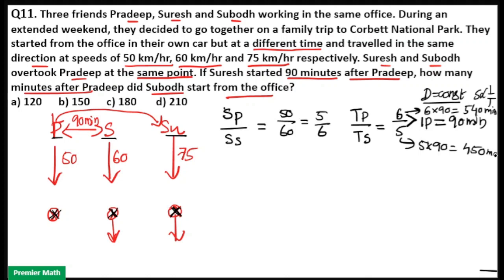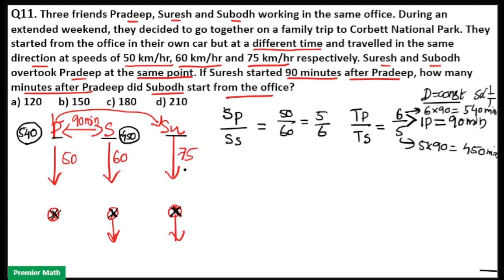This is also in minutes. So here Pradeep takes 540 minutes, Suresh takes 450 minutes. We have to find out what time Subodh takes to reach here.